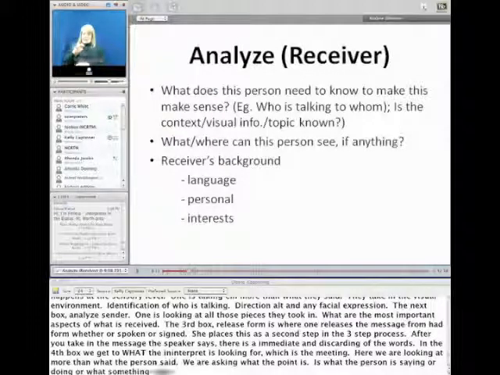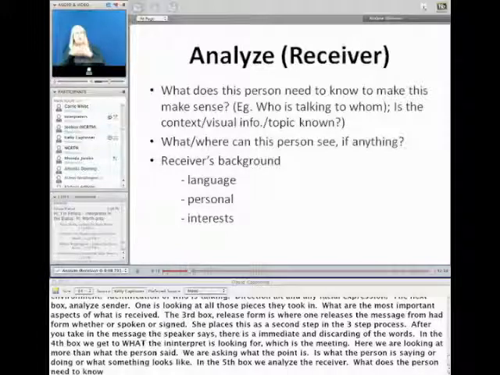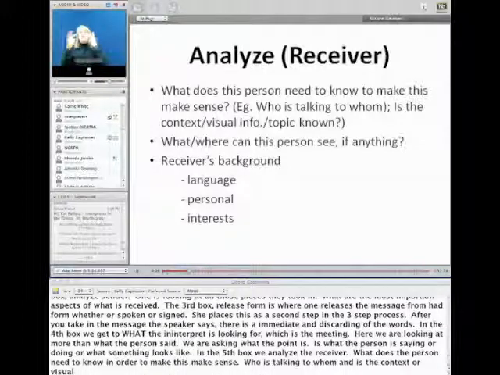In the fifth box, we're analyzing the receiver. So what does the person need to know in order to make this make sense? For example, who is talking to whom? And is the context or the visual information and the topic known to the person? What or where can this person see, if anything? And what is the person's background, language, or personal interests?